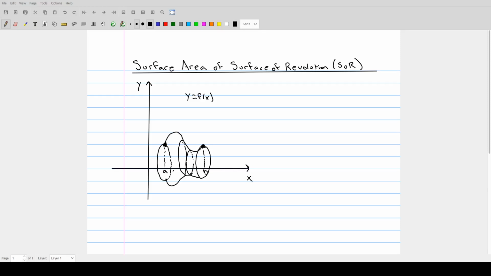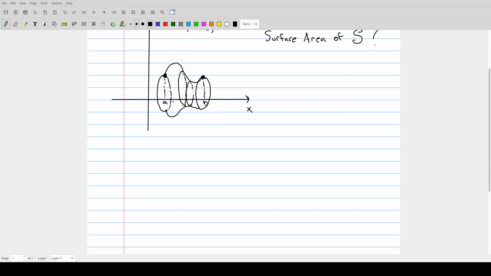the x-axis. And the idea is that we want to figure out, for a general surface of revolution created in this way, what is the surface area? Call this surface S, the big curly S. Just like before, the idea is going to be to take this surface and cut it up into a whole bunch of small pieces, and base the formula that we get on a Riemann sum approximation to the total area.